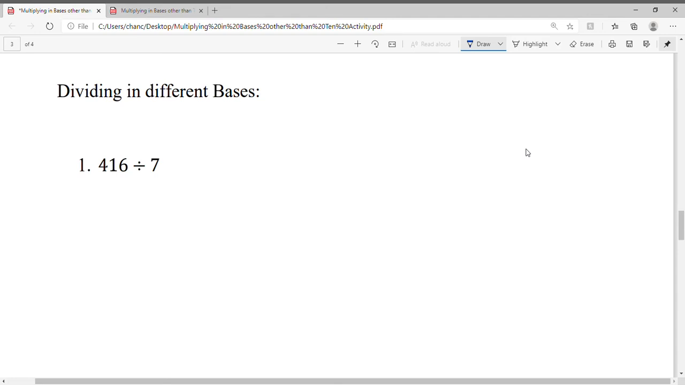Let's look at 416 divided by 7. Now you know how to do this. You put the 7 on the outside, the 416 on the inside. Then you ask, 7 times what gives you 4? Well, nothing. So you leave it blank. Then you ask, 7 times what gives you 41? Well, the most I could do is 7 times 5 is 35. That's the closest I can get.